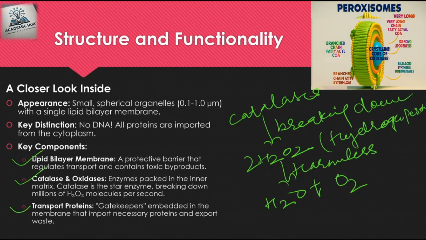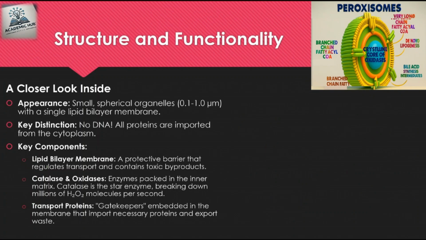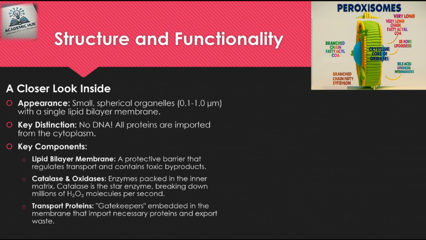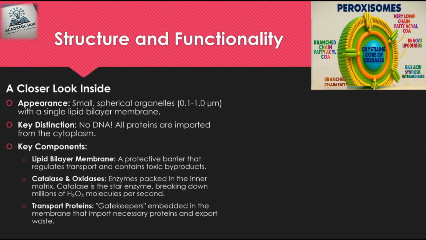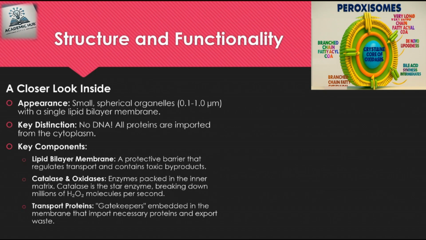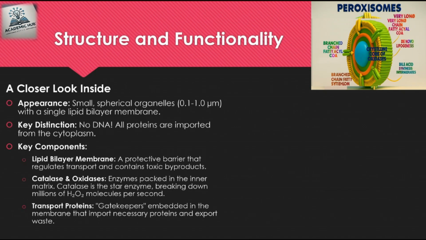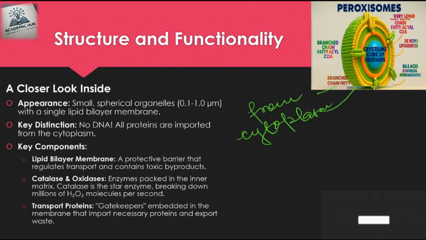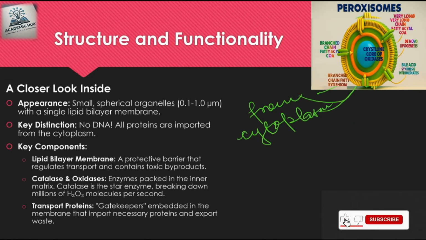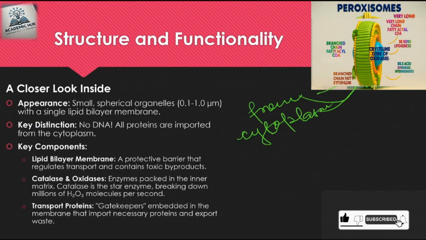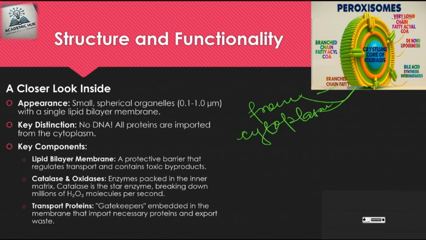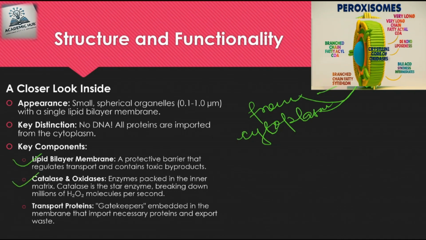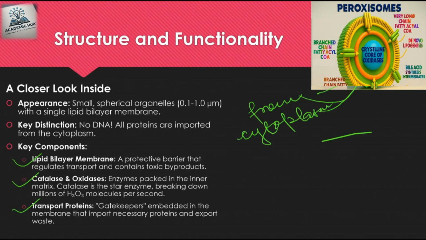Next are the transport proteins. As mentioned, these proteins are embedded within the membrane and facilitate the import of newly created enzymes from the cytoplasm into the peroxisomes, and assist in the efficient removal of metabolic waste products. So we talked about the lipid bilayer, catalases and oxidases, and transport proteins.